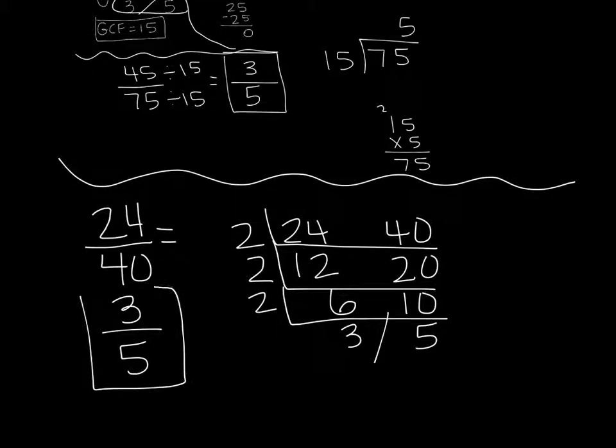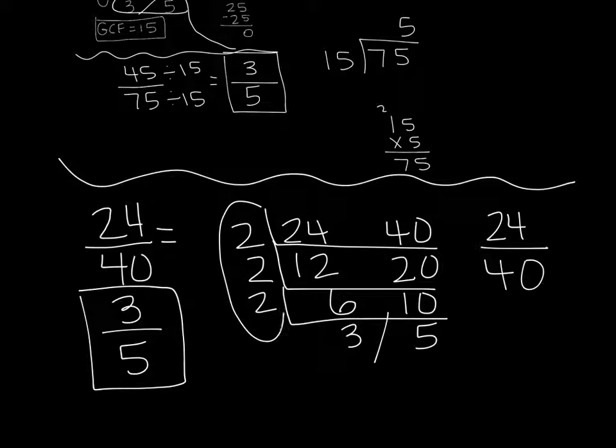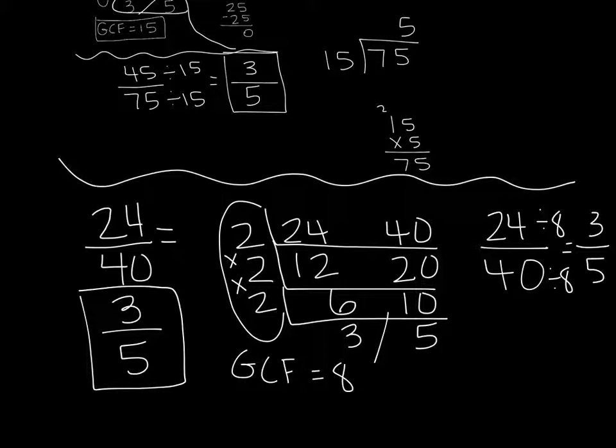That was 24/40ths. How do I know you're right, Mrs. Gormel? You know I'm right, not just because I'm a teacher, but because if you multiply 2 times 2 times 2, we know our GCF is 8. If I do 24 divided by 8, and I do 40 divided by 8, I should get to 3/5ths. I do. Checks our work, and it works. Very good.